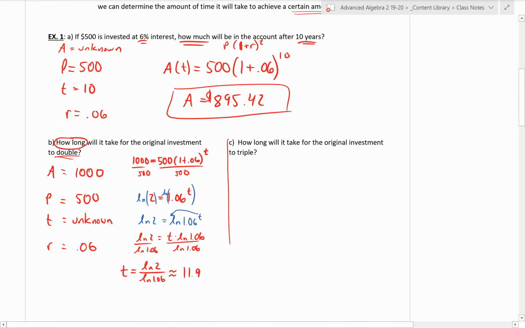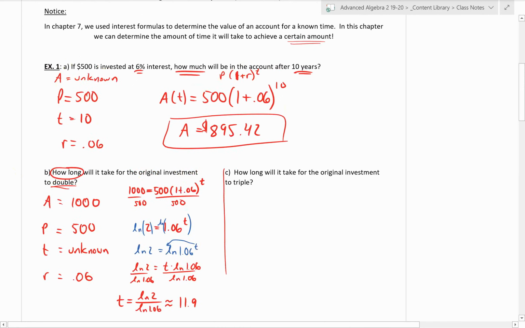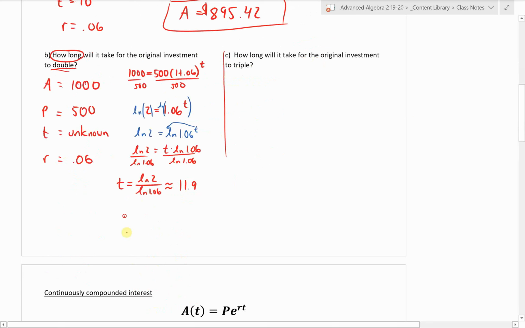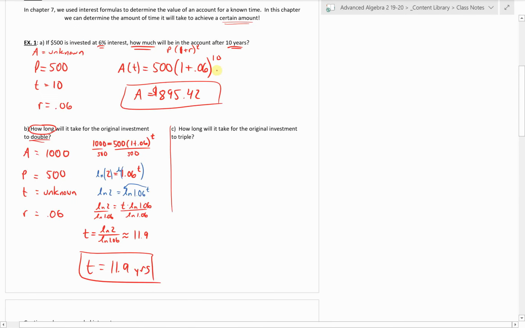And so if we think about this, what is that telling us? This was t, the amount of time that it will take for our account to double. And this was measured in years, we saw. So this means it will take just shy of 12 years for our investment to double. And that makes sense. After 10 years, it had gone to 900. Just a couple more years and it will be up to 1,000 and we'll have doubled our amount.